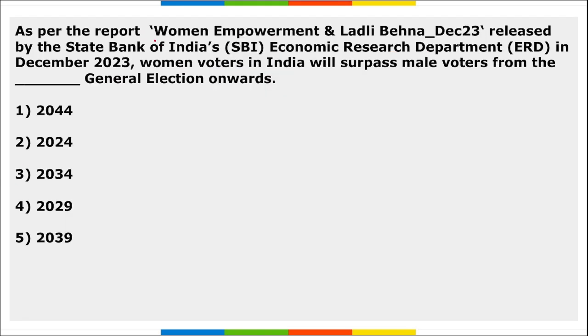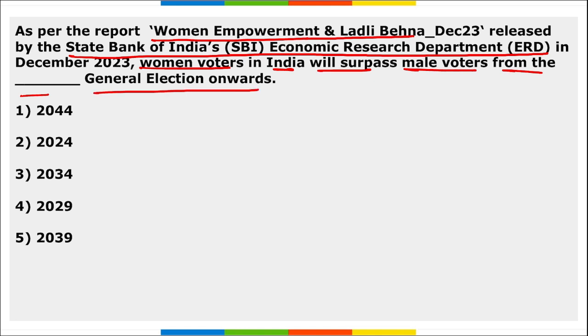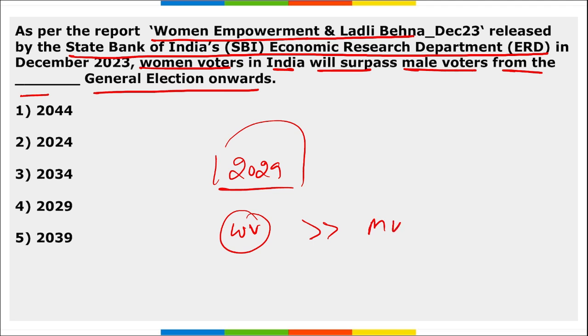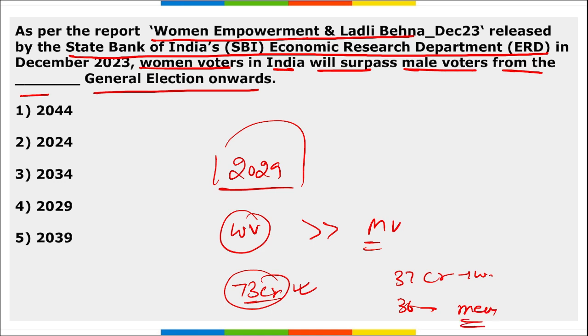Next, as per the report Women Empowerment and Ladli Behna released by State Bank of India's Economic Research Department in December, women voters in India will surpass male voters from which general elections onward? So a report was released by the State Bank of India's Economic Research Department, and it stated that by the election year of 2029, the women voters in India will exceed the male voters. Right? In 2029, it is expected that almost 73 crore votes will be there, out of which 37 crore will be of women and the rest 36 crore votes will be of men. Next, so the right option here becomes option 4th.